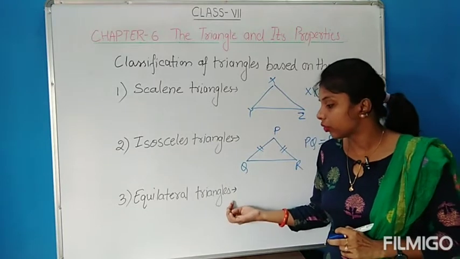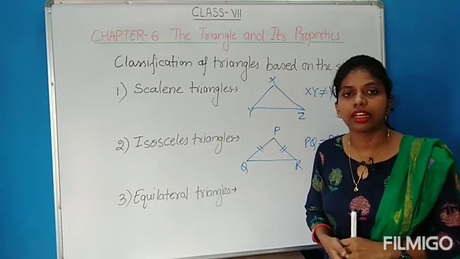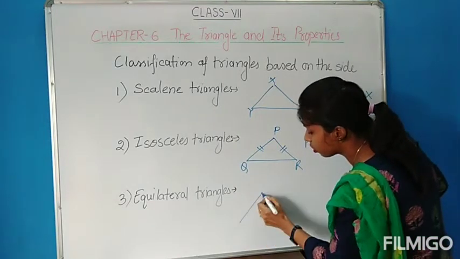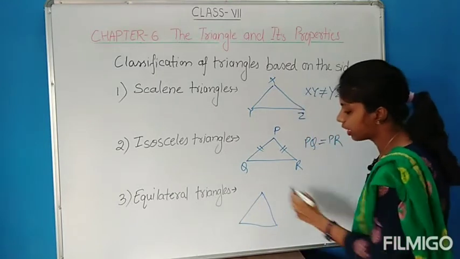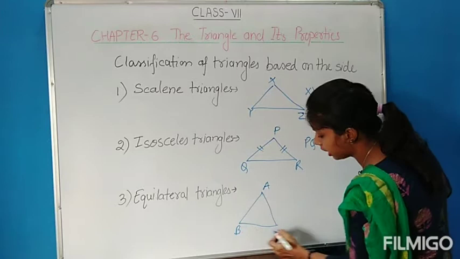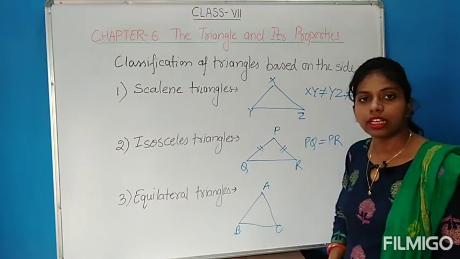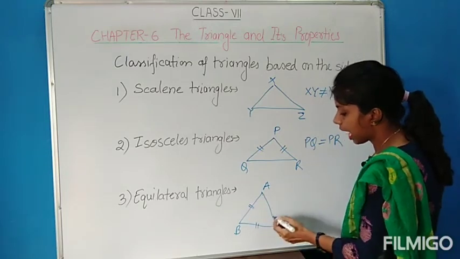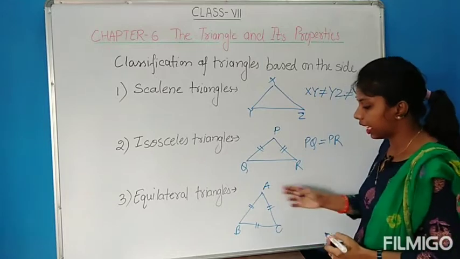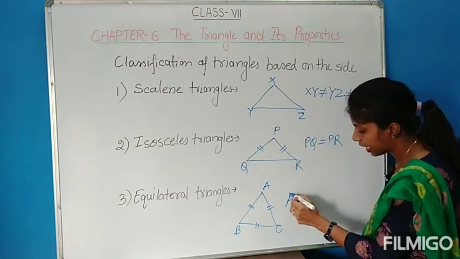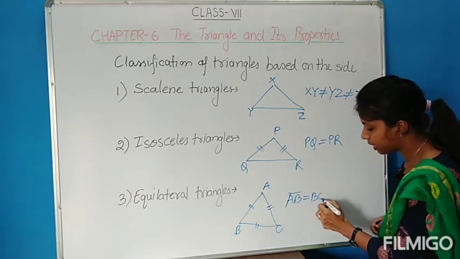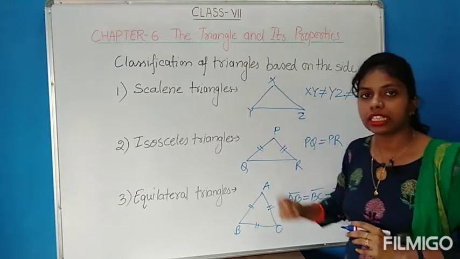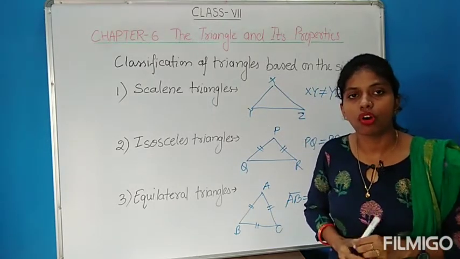And at last, the equilateral triangle. An equilateral triangle is a triangle in which all the sides are equal to each other. Suppose this is an equilateral triangle ABC. This is going to be equilateral if all the sides are equal to each other, meaning side AB is equal to BC and it is equal to CA. What we can write is: side AB is equal to side BC is equal to CA. So these are the three types of triangle on the basis of sides.